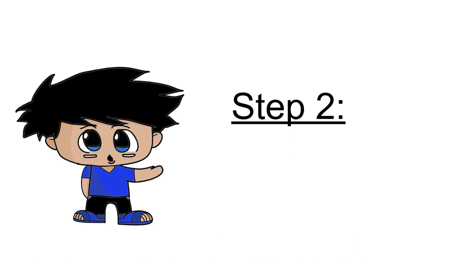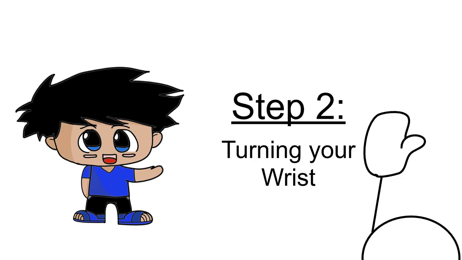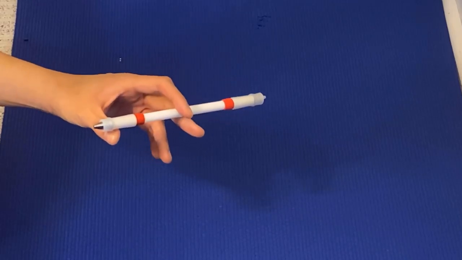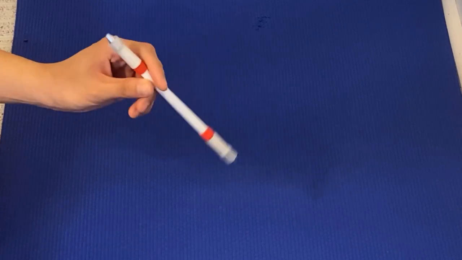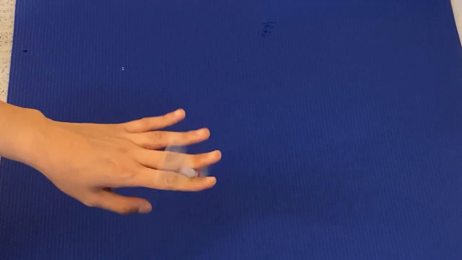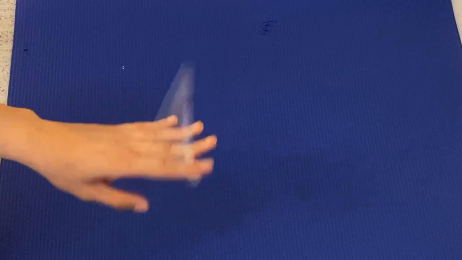Moving on to step two, which is turning your wrist. So starting off, when you're in the correct holding position and your palm is on its side, you just quickly turn your wrist to where your palm faces down.